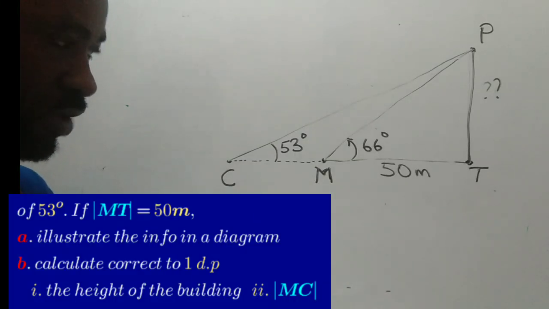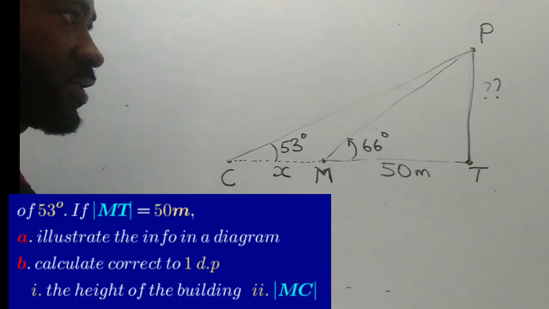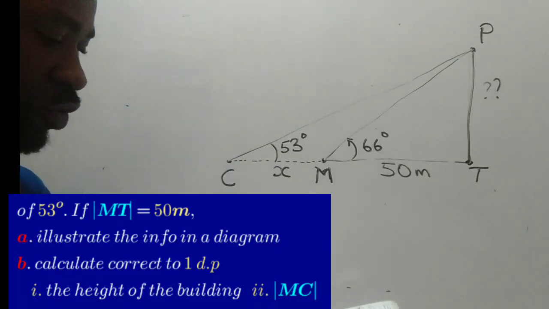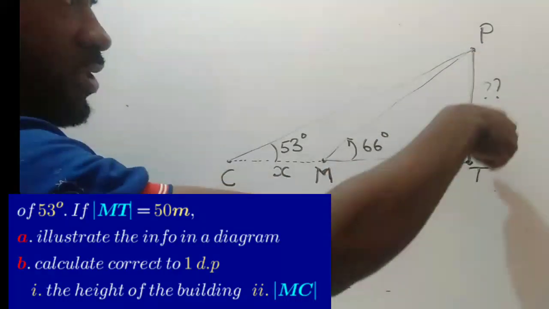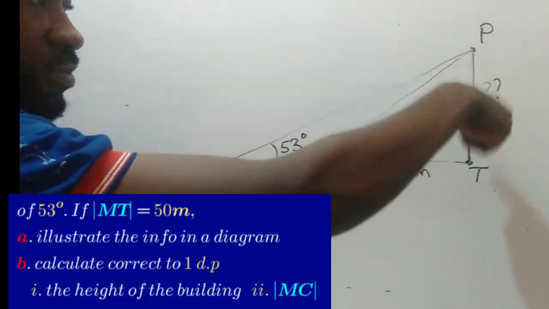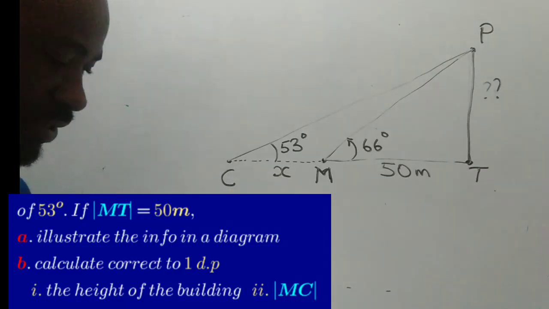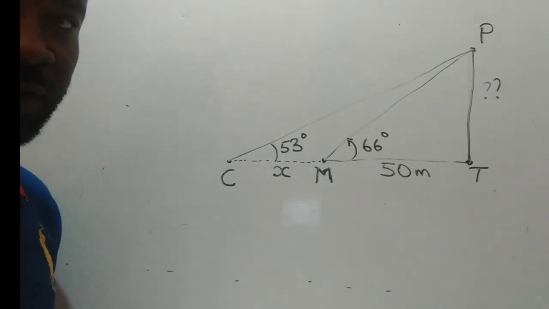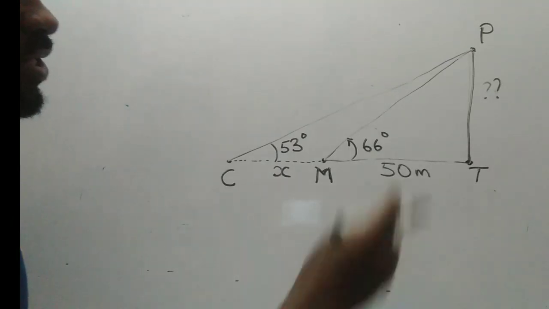And secondly, we are asked to find MC, the distance from here to here. So let's call it X. So these are the 2 things we are going to answer for question B. BI says find PT, this distance, that is the height of the building, and then BII says find CM, the distance which is X on this diagram, MC. So let's solve this problem. It's a very simple question to solve. Now, how do we get PT?